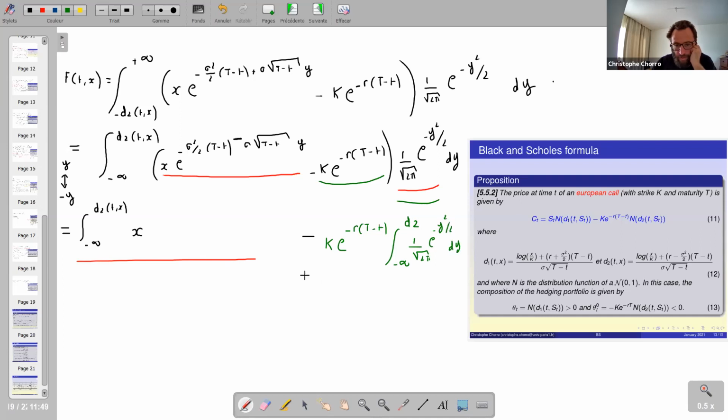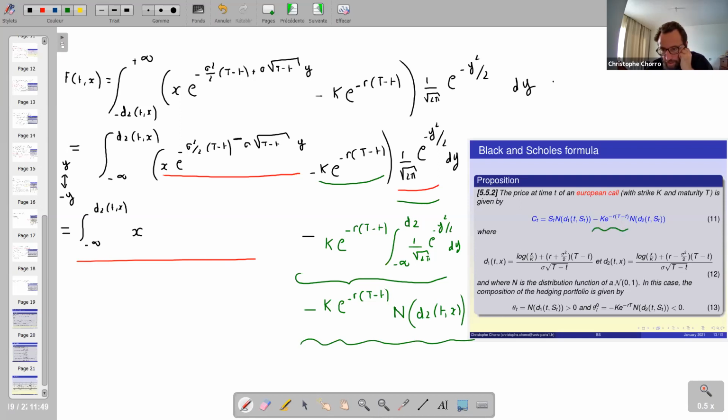And this one, with the minus included, is minus K exponential minus r (capital T minus t). And here you have simply the distribution function of the Gaussian N(0,1) at the point d2. And you see that this term here is exactly the term that you've seen appear here. Okay, so I have the second part of the equation.